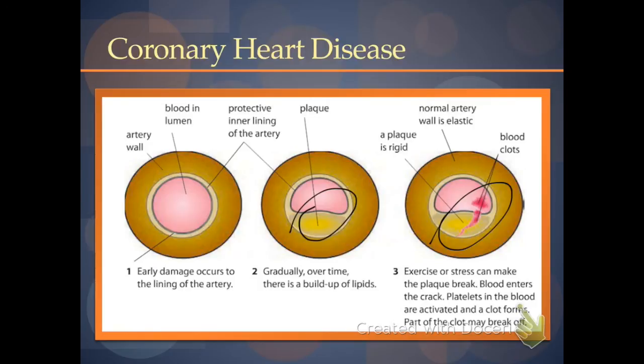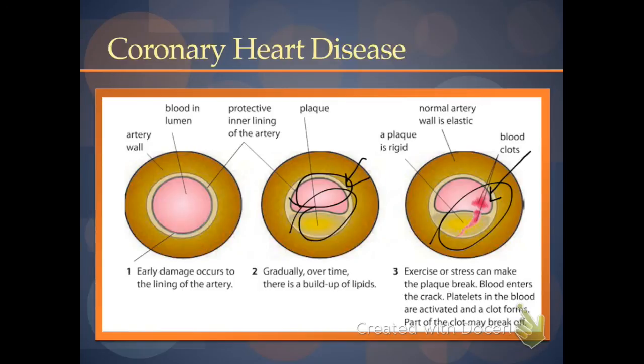ATHEROSCLEROSIS. And this is a slow degeneration of the artery lining, causing a buildup of plaque, which we see here. That plaque will then restrict the flow. You see how it makes the volume of the lumen a lot smaller. And any type of major stress could cause an additional injury to the artery, causing a blood clot, which would then fully block this artery, blocking flow of blood to the heart muscle, and in turn causing a heart attack.